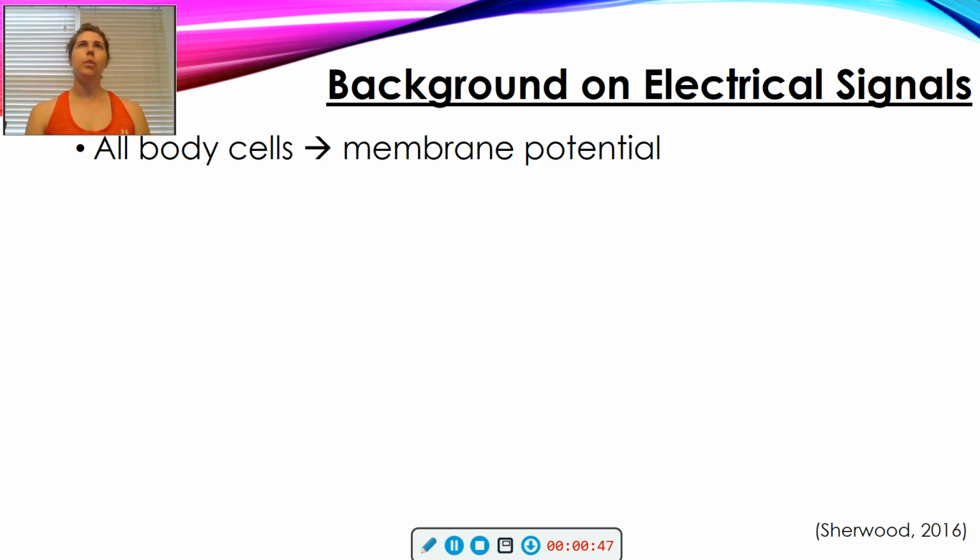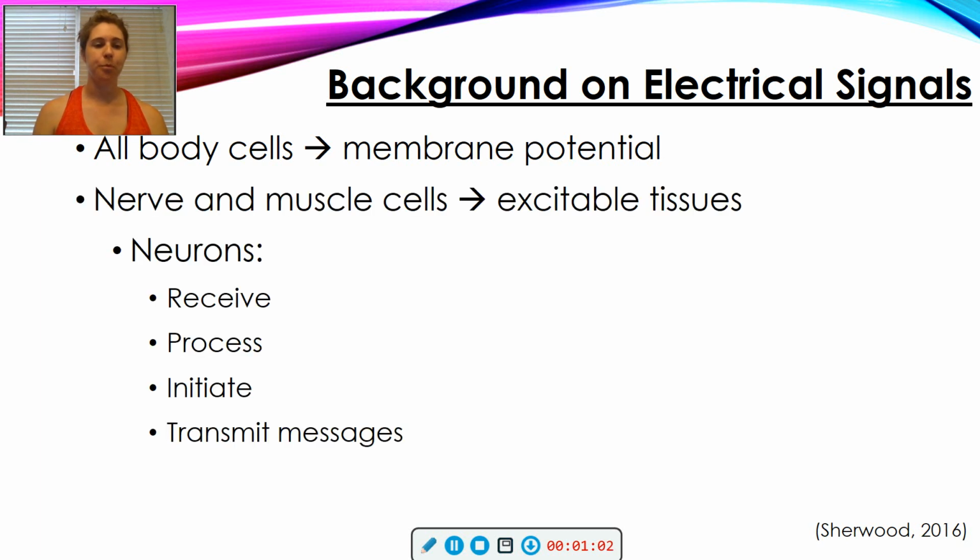The human body has all types of body cells, and every single cell has a plasma membrane, which means that membrane has a certain potential or charge for it to function. There are certain types of cells that are considered excitable. Your nerve and muscle cells are examples, and I'm going to focus on the importance of neurons and the communication between those cells.